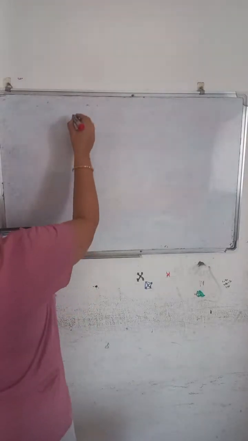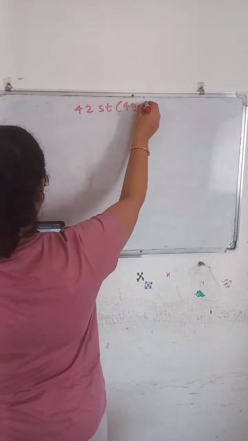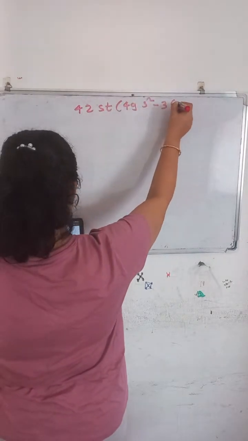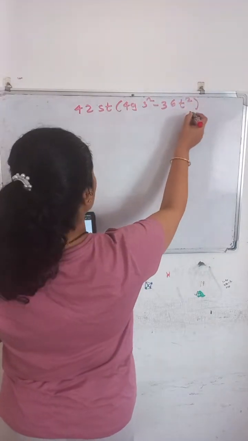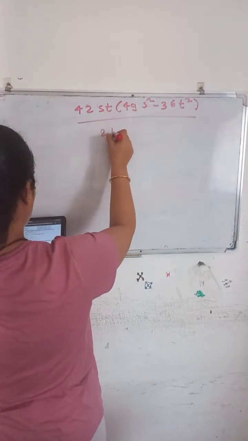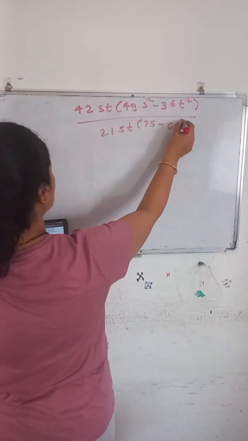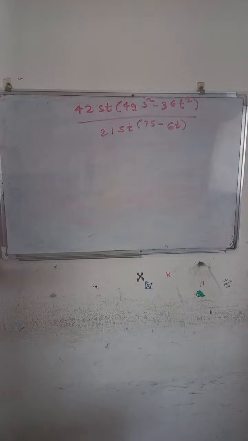So now the next problem is: factorize 42 ST (49S square minus 36T square) divided by 21 ST inside the bracket (7S minus 6T). So this is what the equation is given. By observing this, we can feel that, oh my god, it is very difficult, we can't solve it, such a big question.